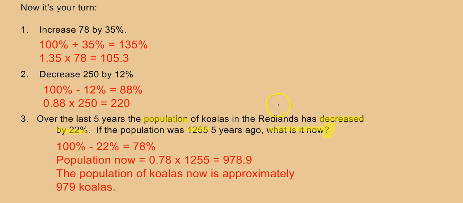So we're decreasing by 22%. So in our heads, we're going to do 100% minus 22% is 78%. So population now is going to be 78%, zip zip, 0.78 of 1,255, which is 978.9. Unlikely to have 0.9 of a koala, so let's round up. The population of koalas now is approximately 979 koalas. Word answer for a word question.